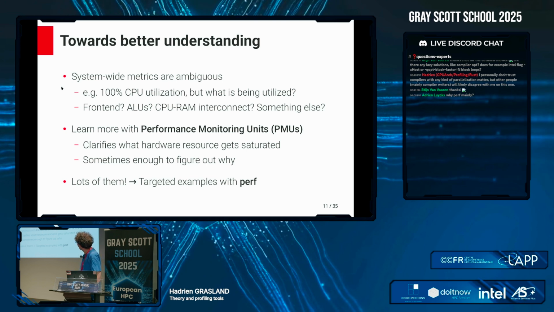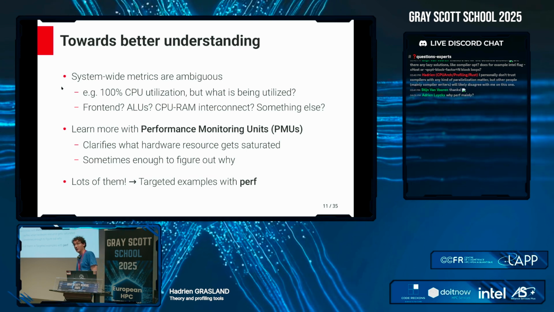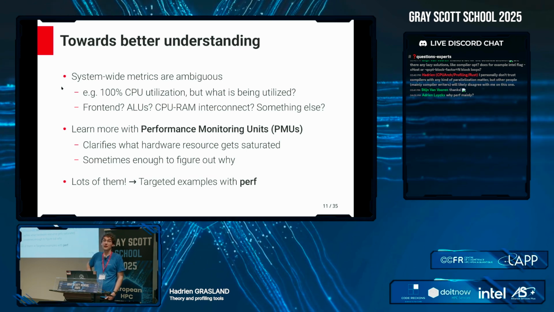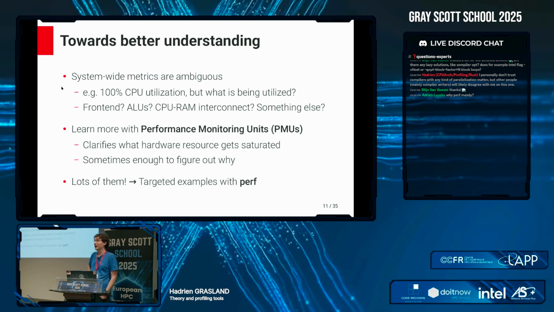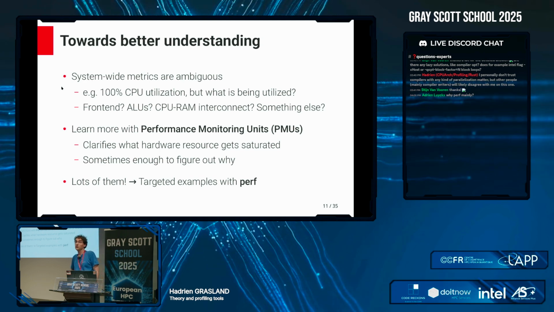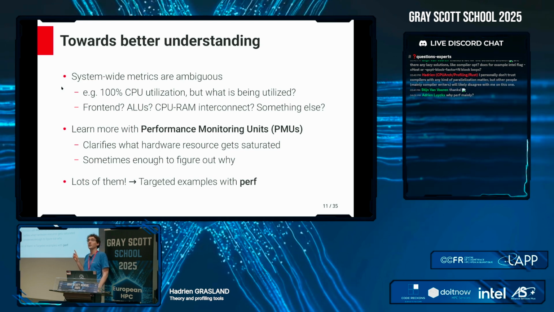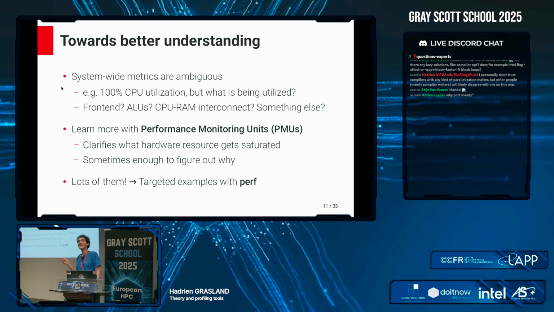There's a huge amount of performance monitoring units that you can use. And by huge, I mean that at the time I last checked on one of my Intel CPUs, the amount of lines of output in the description of these units was 20,000 lines of text.